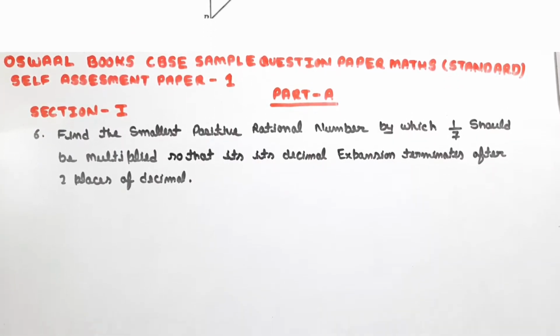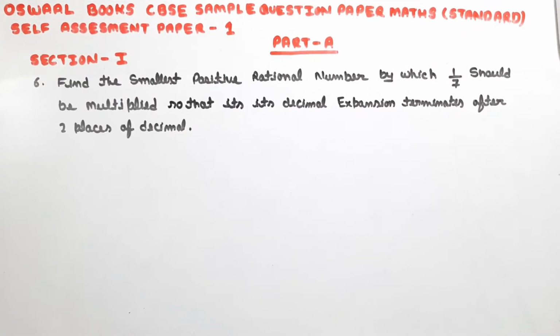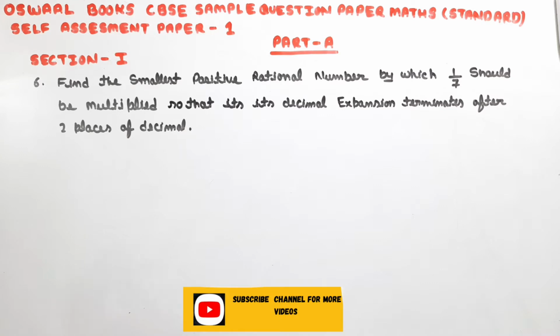Oswald Books, CBSE Sample Question Paper Maths, Standard, Self-Assessment Paper 1, Part A, Section 1, Question number 6. Find the smallest positive rational number by which 1 upon 7 should be multiplied so that its decimal expansion terminates after two places of decimal.